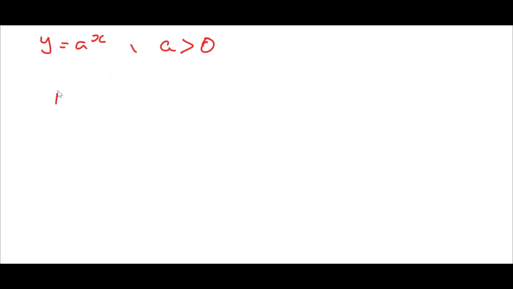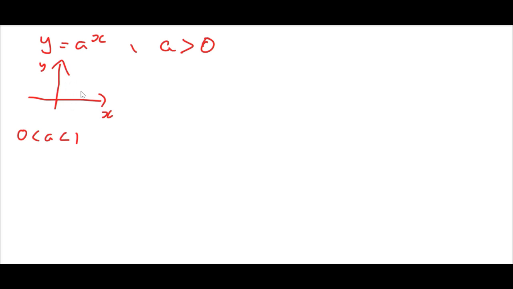So first up, there's the case where a is greater than 0 but less than 1. And in this case, as we get positive powers of x, y is going to get smaller and smaller and smaller and smaller because we're taking the power of a 0 point something.